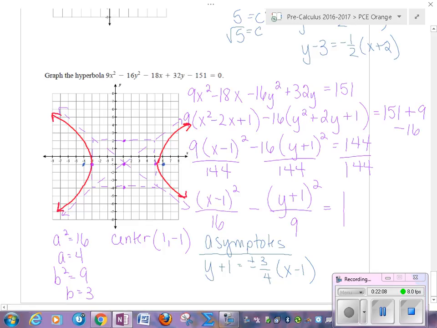So if I asked you what the foci values are, remember in a hyperbola, c squared equals a squared plus b squared.